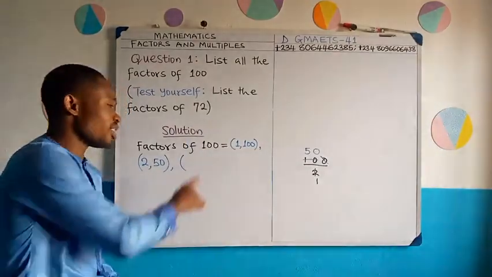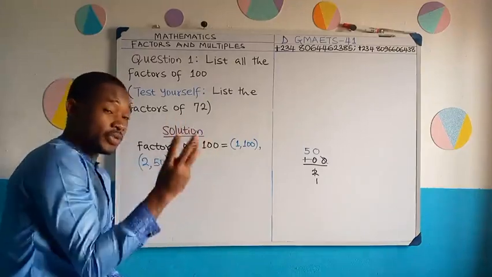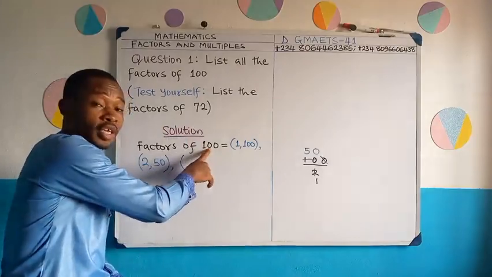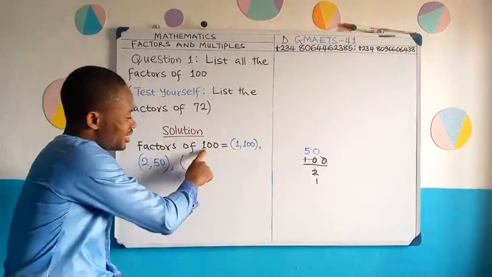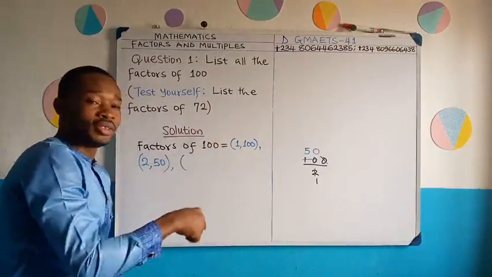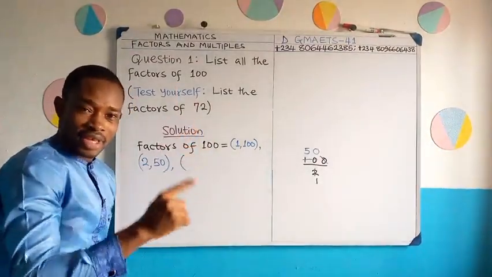Now let us check here. 100, how many digits do we have there? 1, 0, 0, that is 3 digits. Now let us add them. 1 plus 0 will give you 1. Plus another 0 will give you 1. So if you add these digits in 100, you get 1. 1, can it be divided by 3?